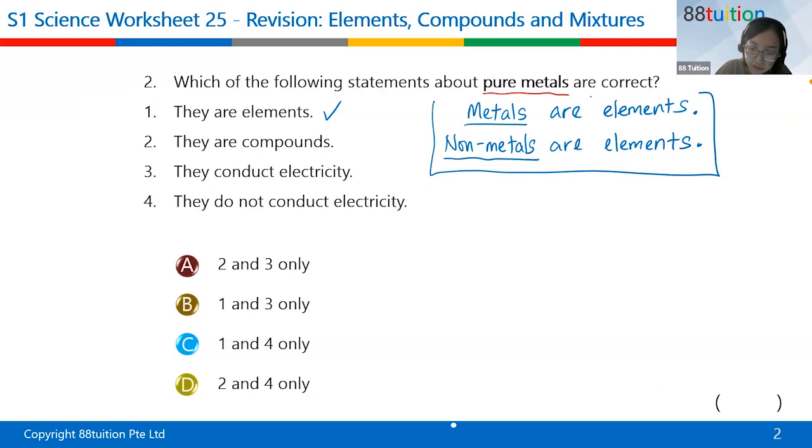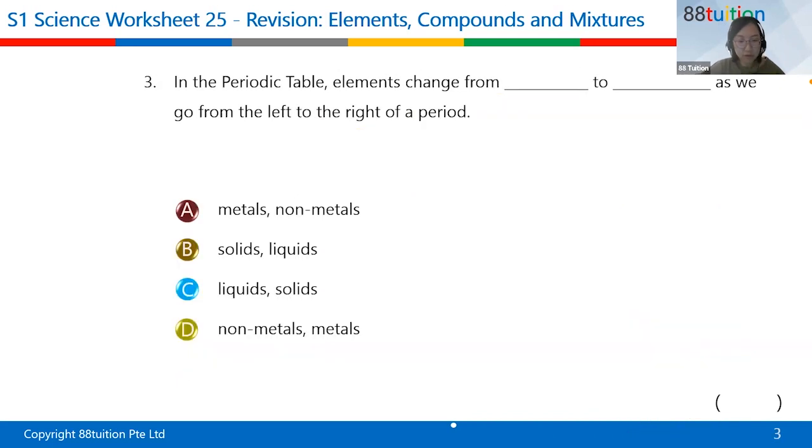Take note, from the periodic table, I already said everything is an element. So pure metals are not compounds. Pure metals conduct electricity. So the answer is 1 and 3. So the answer is B. Any questions so far? Let's move on. If you have questions, stop me.